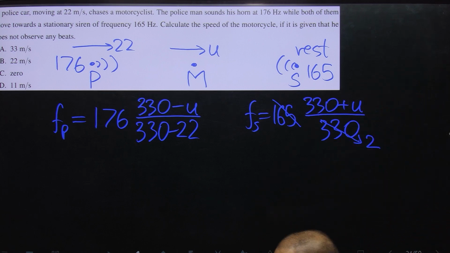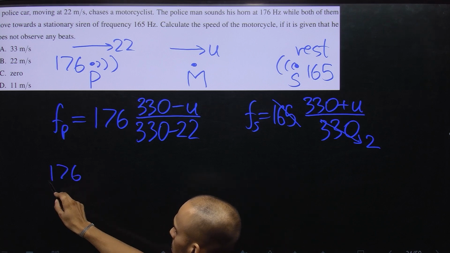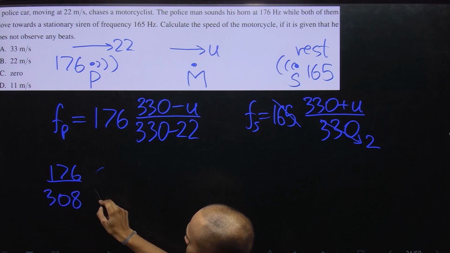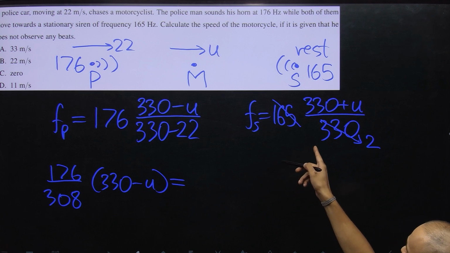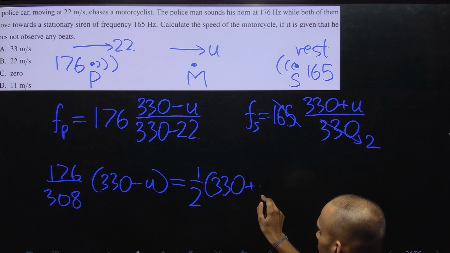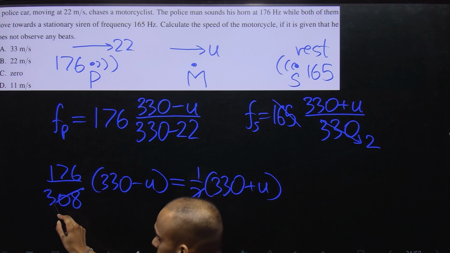Equating both of these frequencies, we get 176 upon 330 minus 22, which is 308. So 176 upon 308 into 330 minus u should be equal to half of 330 plus u. Now this again you will have to solve using a calculator. If you take 2 to the other side, 2 cancels and gives you 154.